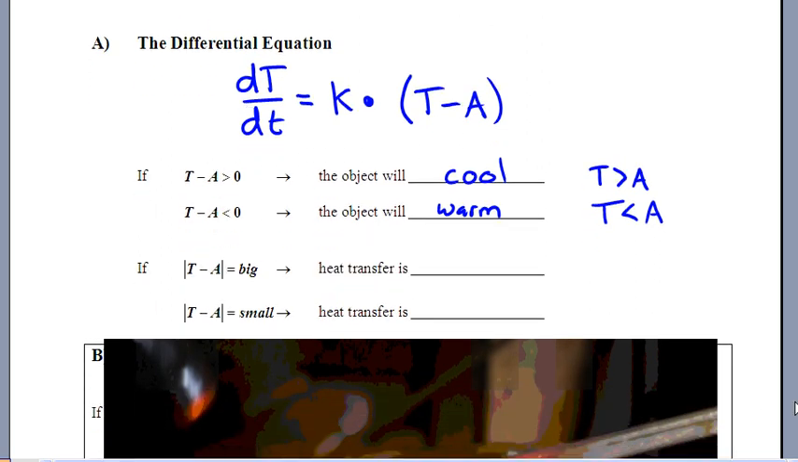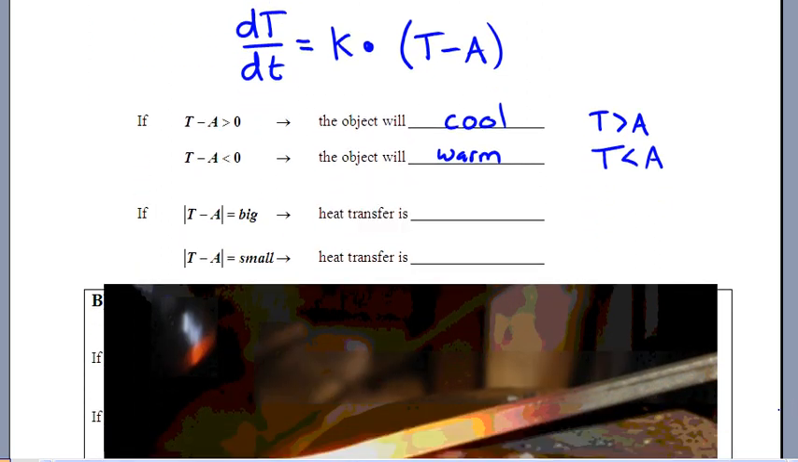If that difference in temperature, let's not worry about plus and minus for a minute, is very, very big, then the heat transfer is going to be very fast. We'll quickly be changing temperatures. And if the difference in temperature between the object and the surroundings, the room temperature, is pretty small, the heat transfer will still be there, but it'll be very, very slow.